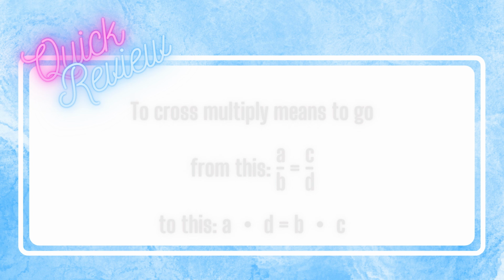So today we learned how to cross multiply. To cross multiply means to go from this, A over B equals C over D, to this, A times D equals B times C. We're multiplying diagonally.